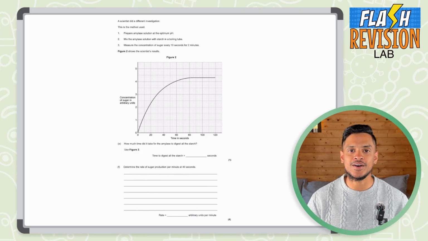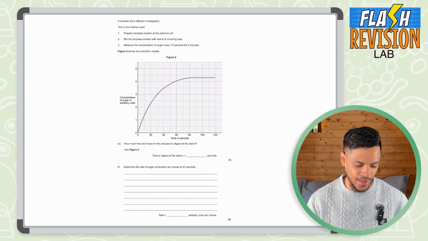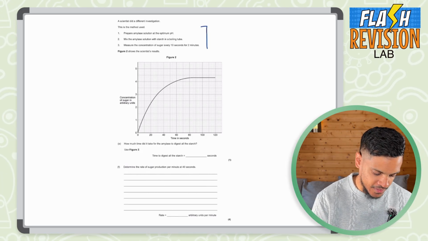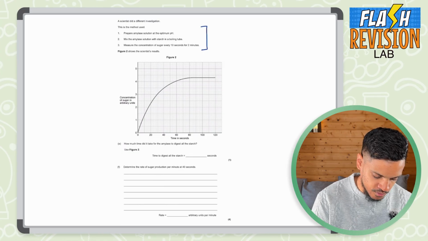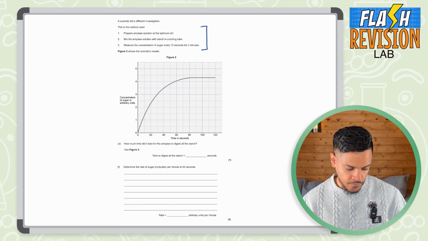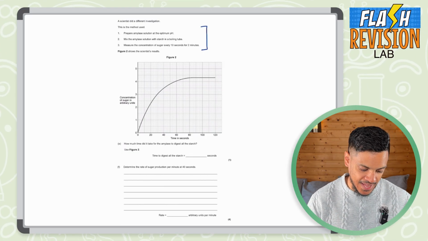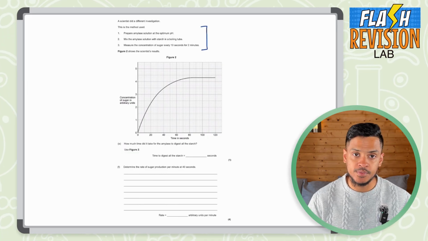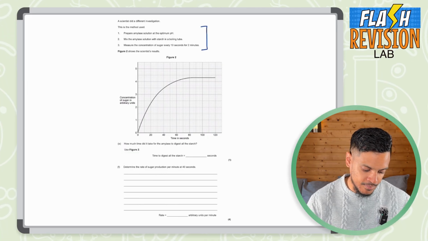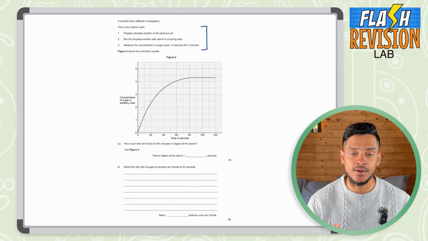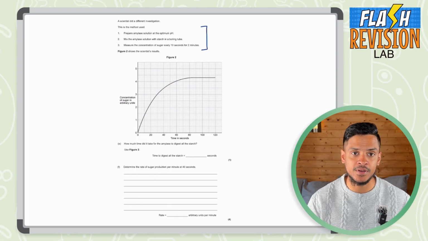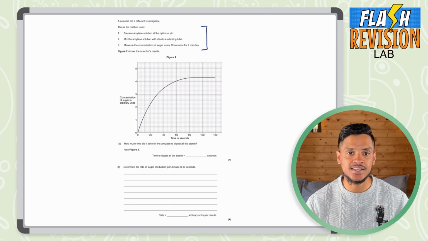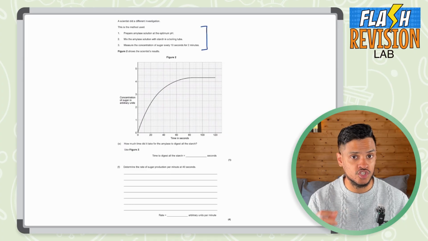All right, we have 5 marks here on the required practical for enzymes. So we've got a method which is slightly different to the normal one we're used to in this topic. So a scientist prepared amylase solution at optimum pH and they mixed the amylase with starch in a boiling tube. So think about what's going to happen here. Amylase, remember, is the enzyme that breaks down starch into sugars.